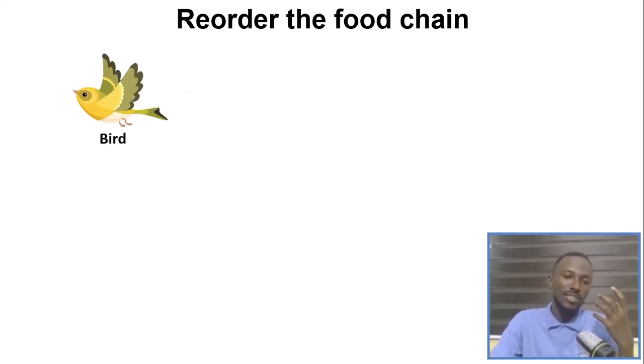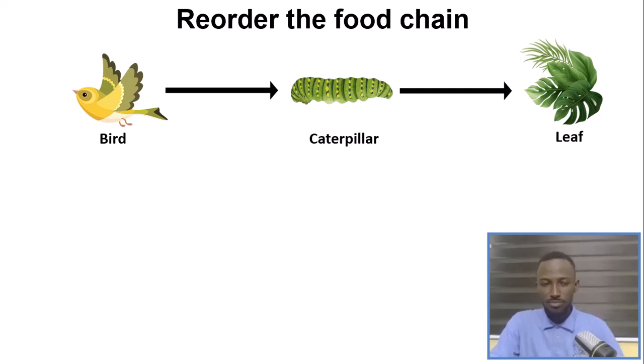Now we have some food chains that have actually been mixed up for us. Let's see if our little understanding of food chain can help us reorder these food chains into their proper order. And take note of this. We said earlier that the direction of the arrowhead is so important. So what does this food chain mean? We have bird to caterpillar to leaf. Look at where the arrowhead is pointing. It's pointing from bird to caterpillar and from caterpillar to leaf.